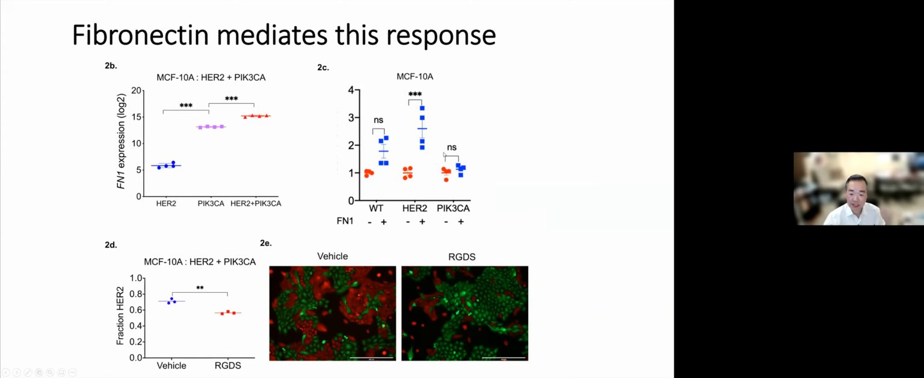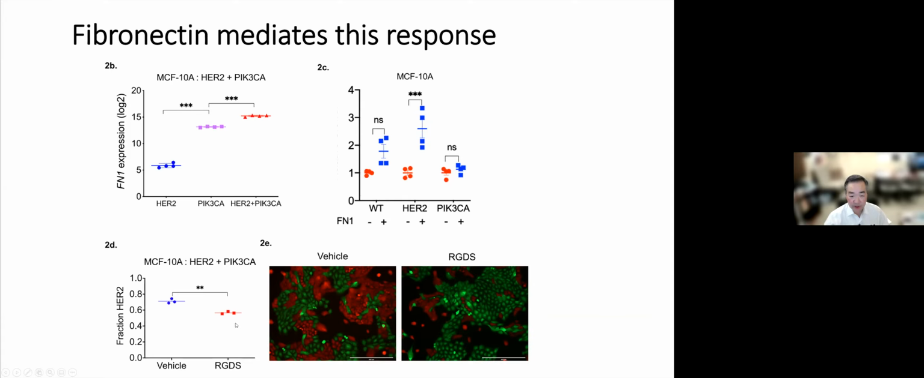Using the MCF10A system, one of the things we decided to do is, well, can we recapitulate this phenotype if we actually add fibronectin to the HER2 cells? And so this is an experiment where we just use the wild type cells alone, the HER2 cells alone, and the PIK3CA cells alone, and either use vehicle control or added fibronectin exogenously back to the culture. And you can see here that, in fact, in the HER2, you can see this appreciable difference in cell proliferation, I should say.